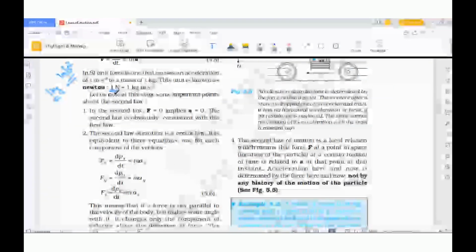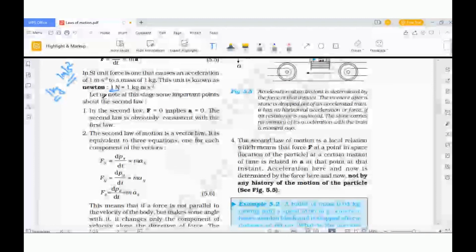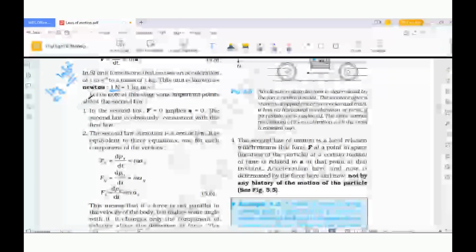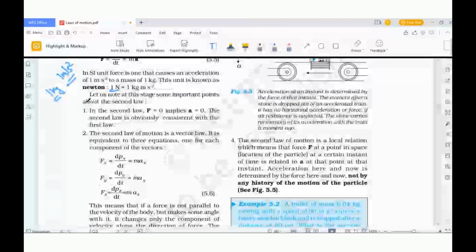A force is said to be 1 Newton if it acts on 1 kg mass and produces an acceleration of 1 meter per second square, then that is equal to 1 Newton.